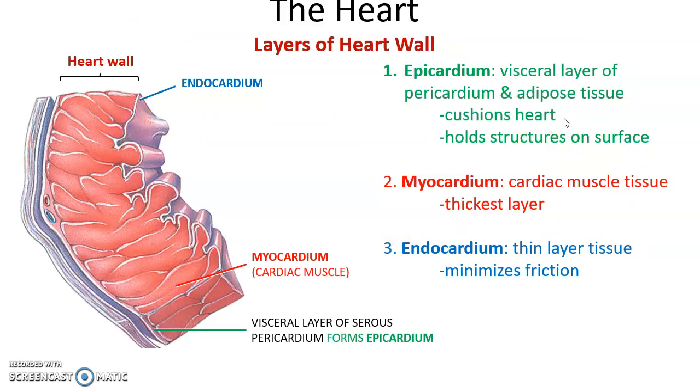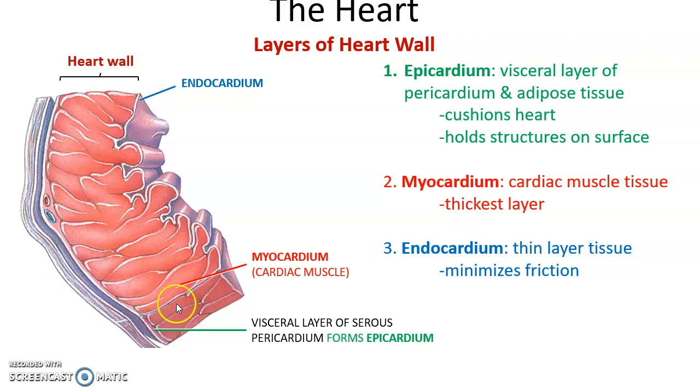Next up is the layers of the heart wall. The heart wall has three main layers. The superficial layer is the epicardium. So the epicardium is the very superficial layer of the heart wall. It is made up of the visceral layer of the pericardium and also additional connective tissue, adipose tissue. So the epicardium is the visceral layer of the pericardium and also extra fatty tissue. And this helps to provide a cushion for the heart and to hold structures to the surface of the heart.